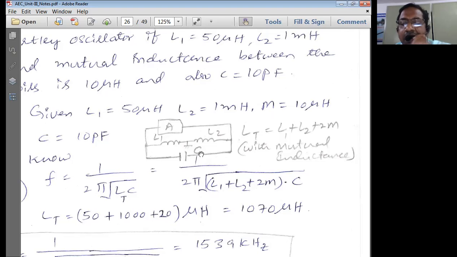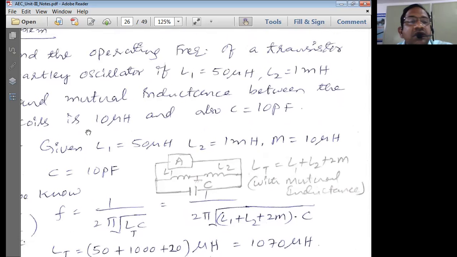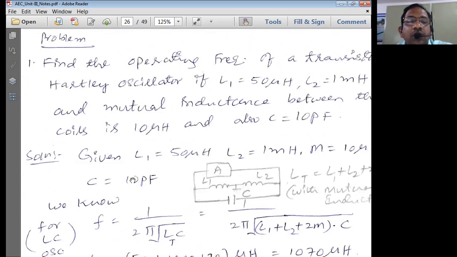That means there will be a transfer of flux lines from L1 to L2 and also from L2 to L1 due to the mutual inductance. Therefore, from L1 to L2 it is M, L2 to L1 it is going to be M. So therefore it will be 2M. Now M is taken as equal to how much? 10 microhenry.